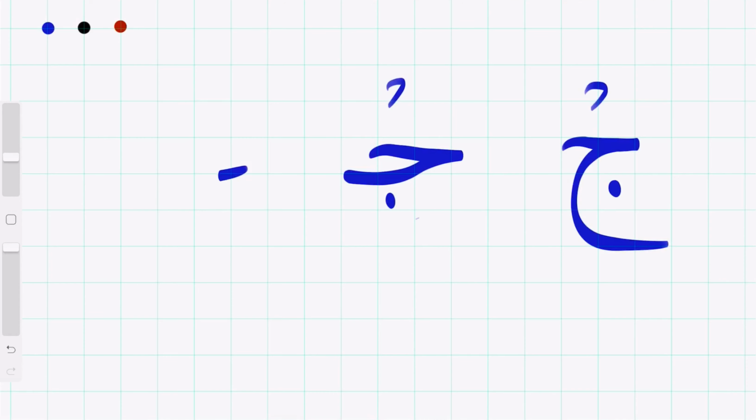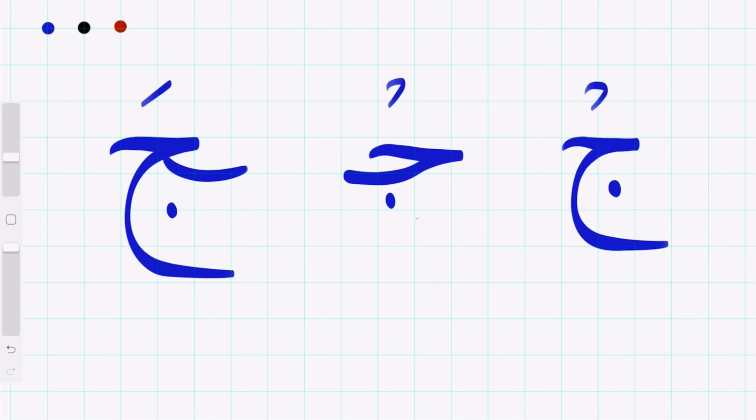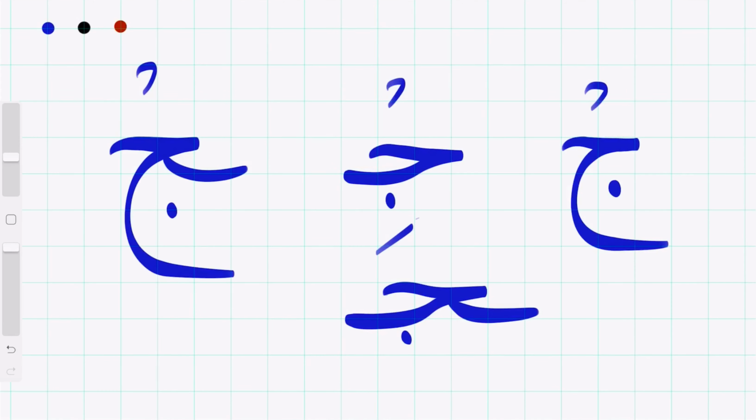Another format. Ja, Ju, G, J, J. Ja, Ju, G, J, J. Excellent. Next session.